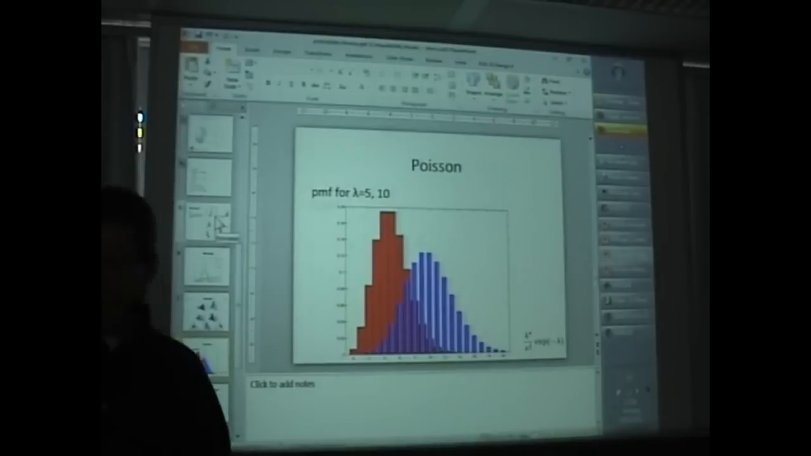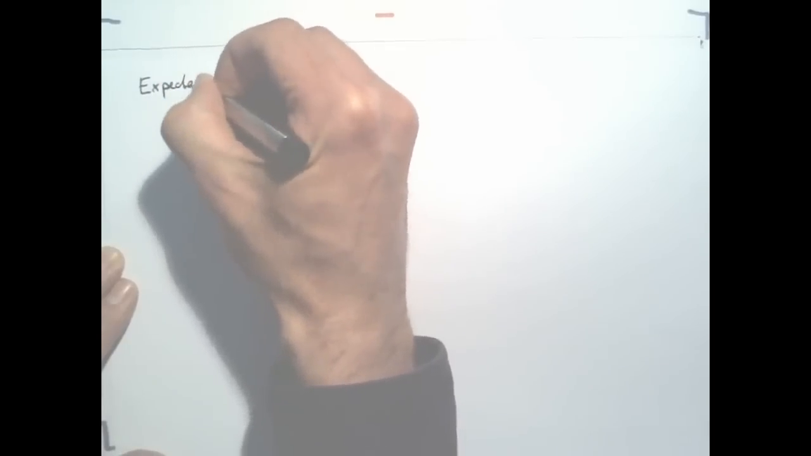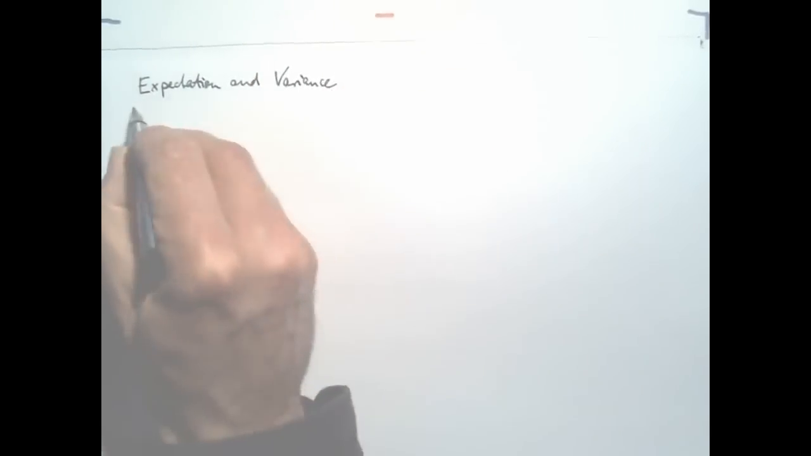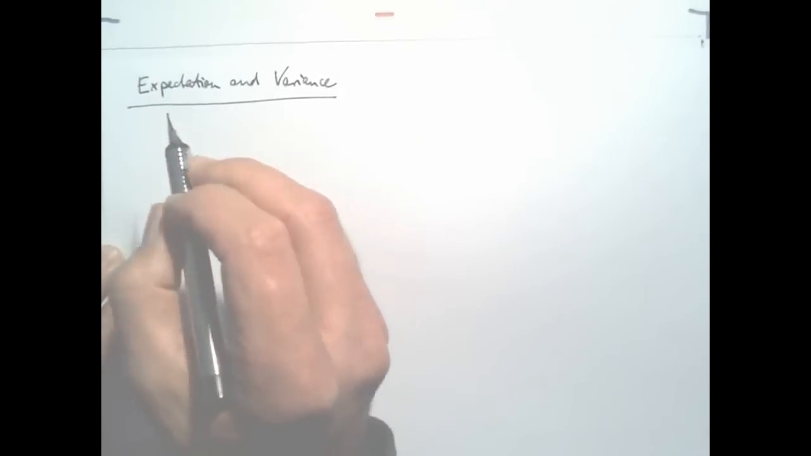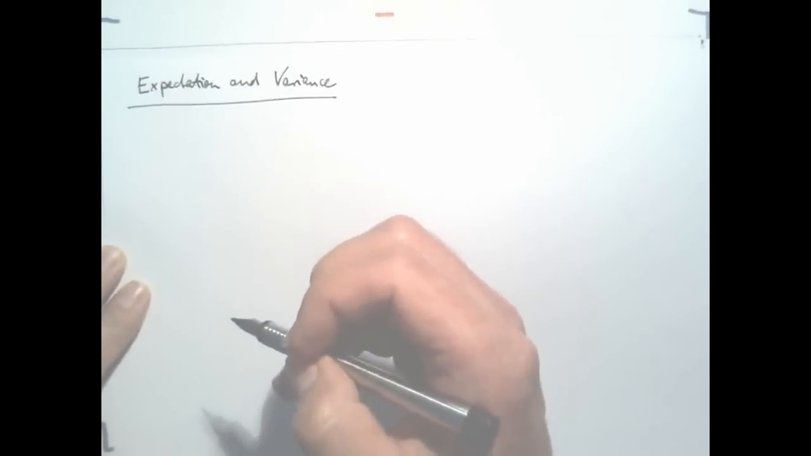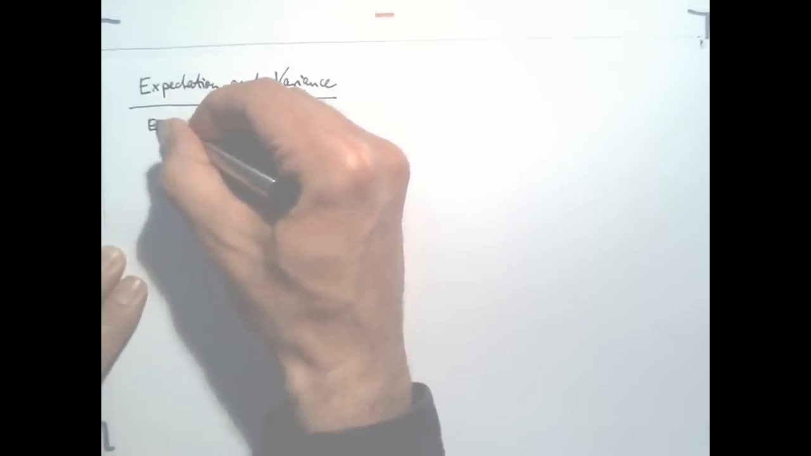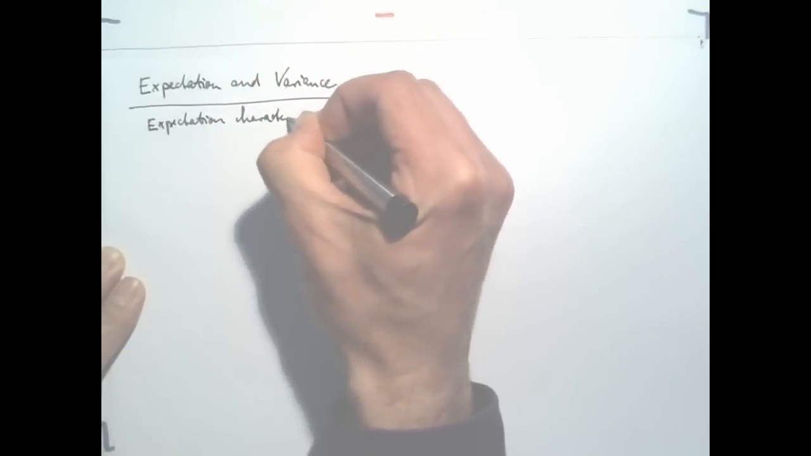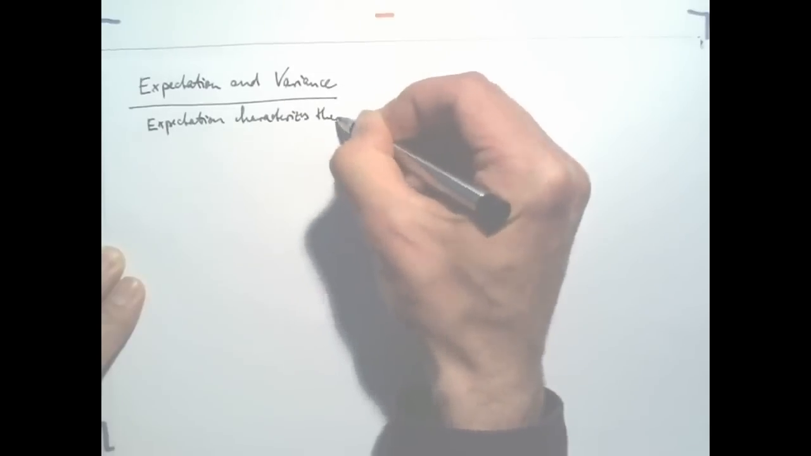Okay, I'll throw some more definitions at you. We need expectation and variance. I think all of you have seen these before. I just want to rewrite it here in terms of the probability mass function or probability density function. So expectation is used to characterize the location of a distribution.